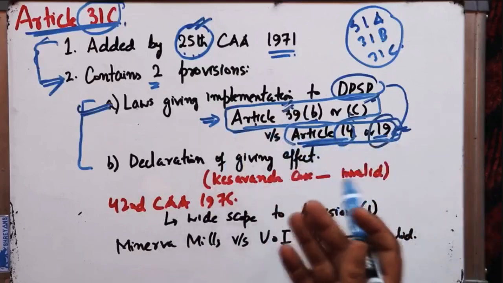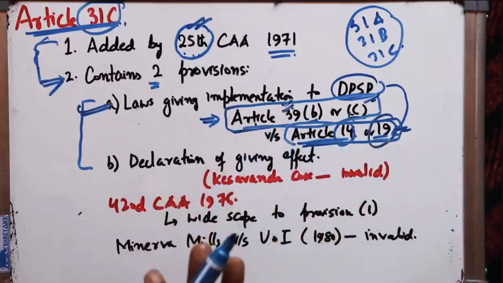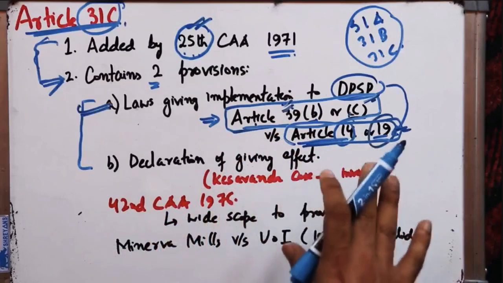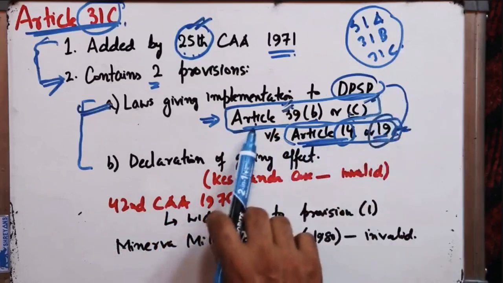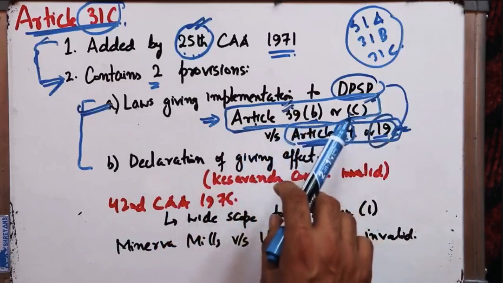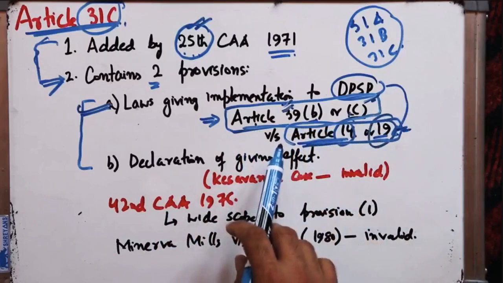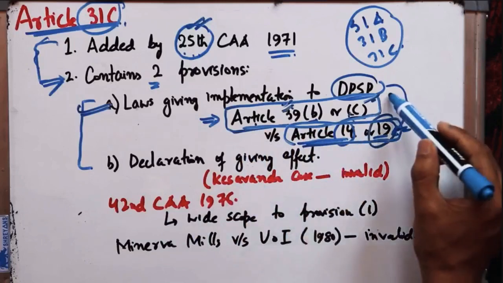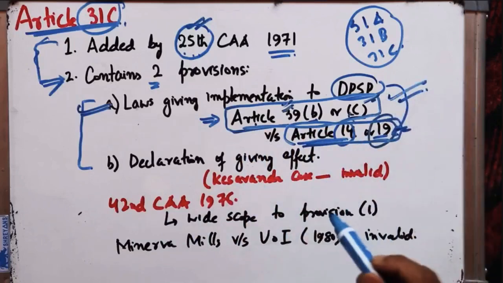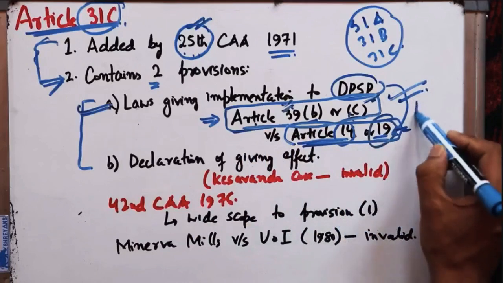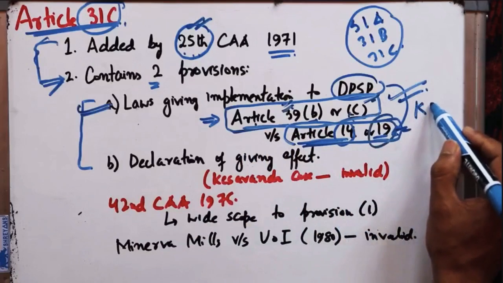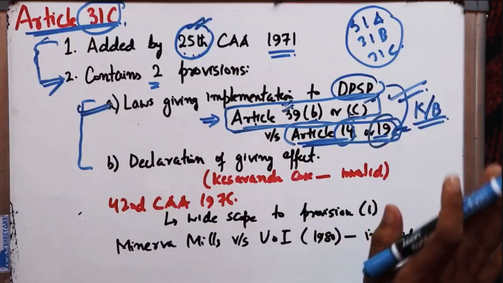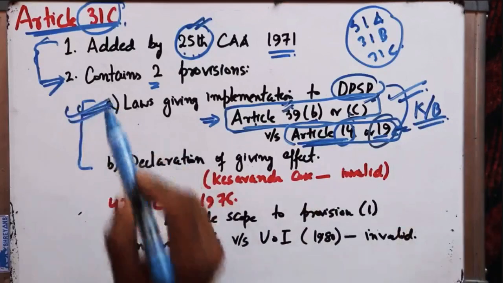We will deal with it later on, but here you have to remember only one thing: all the laws which were made to give implementation to the directive principles of state policy under Article 39 clause B and C could not be challenged on the ground that they are in contravention with Article 14 and 19, right? And this provision was validated by the Supreme Court of India in the Keshavananda Bharati case. In the Keshavananda Bharati case in 1973, the Supreme Court validated that this provision is okay.